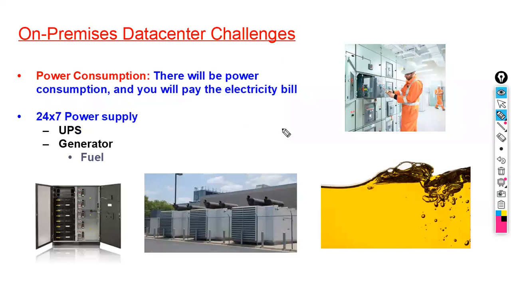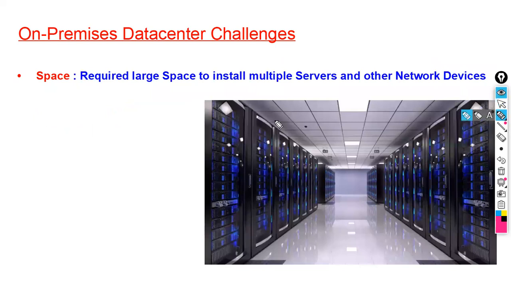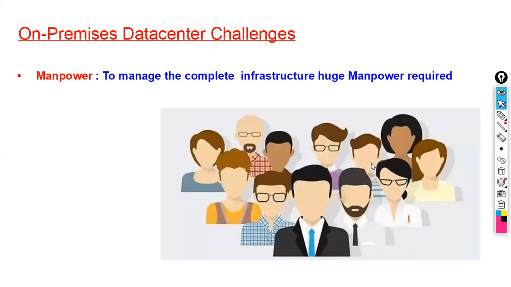Then there will be power consumption, and you will pay the electricity bill as well. So you need to provide a 24 by 7 power supply. You need to arrange the UPS, and you will arrange the generator. If the UPS is not working, you will supply the power from the generator. So you need to manage the fuel as well. You need to do so many things for your own data center, and it requires a large space to install the servers and other networking devices. And to manage the complete infrastructure, huge manpower is required.